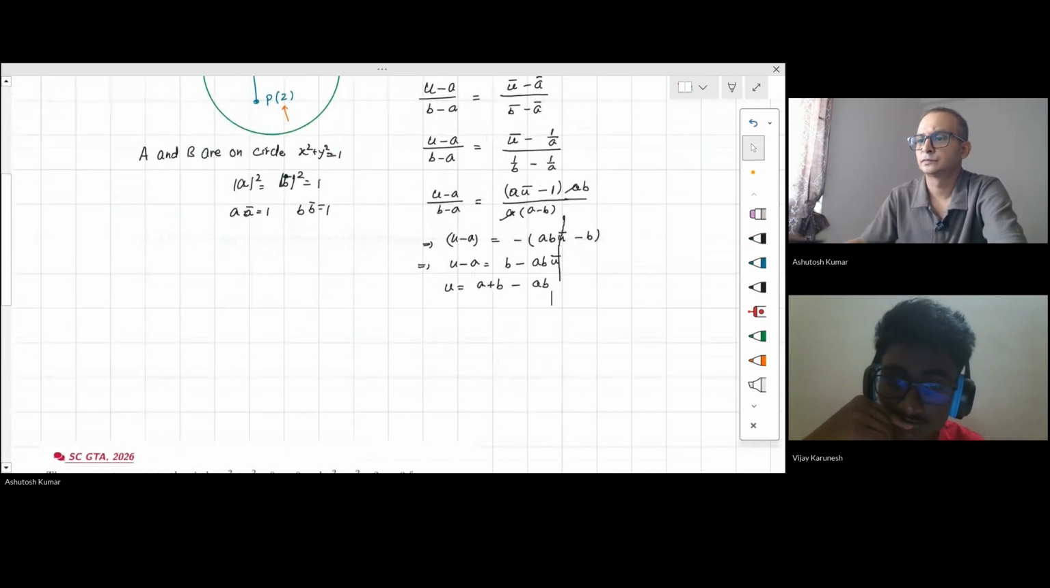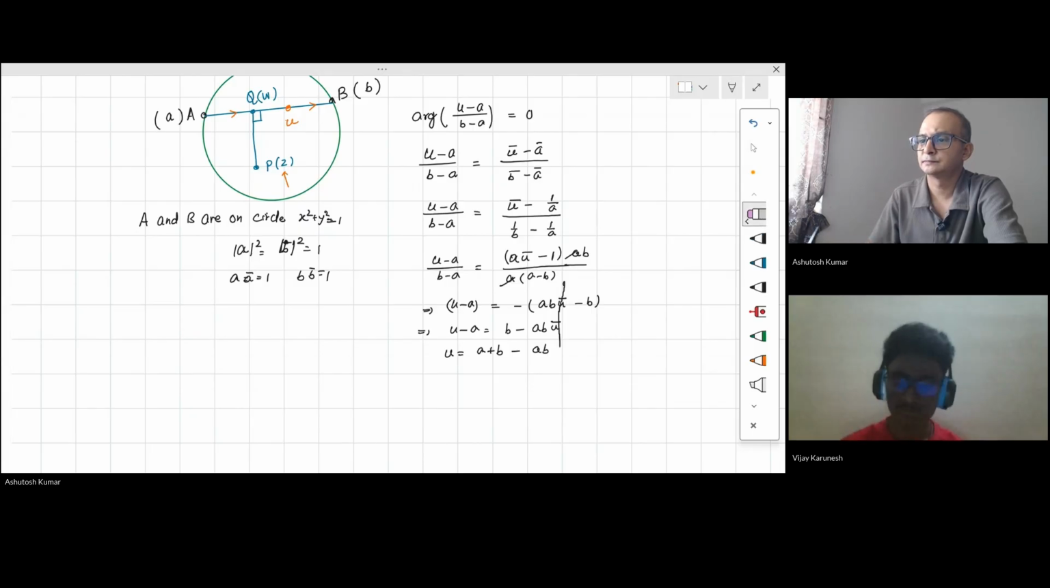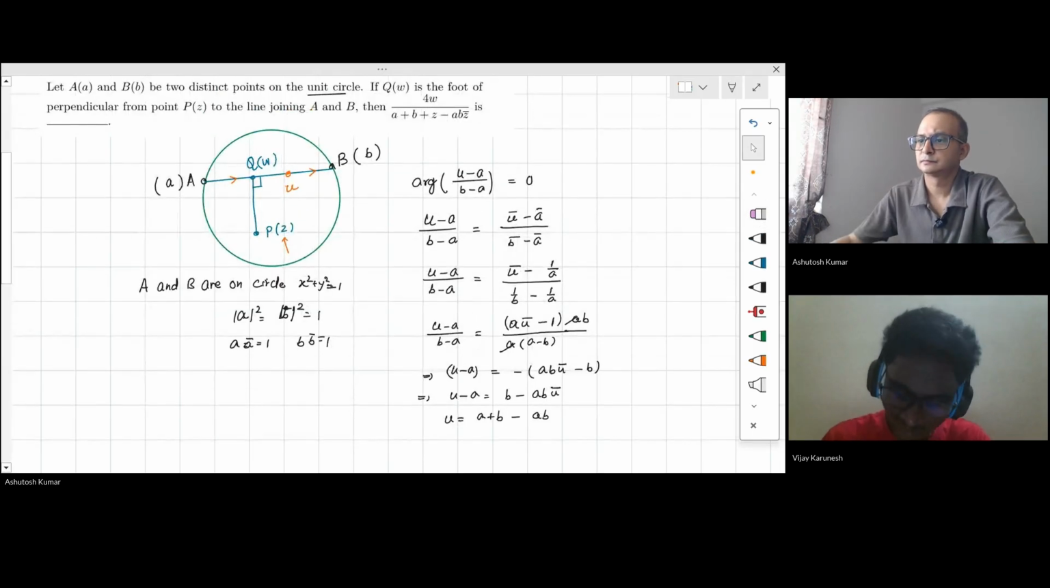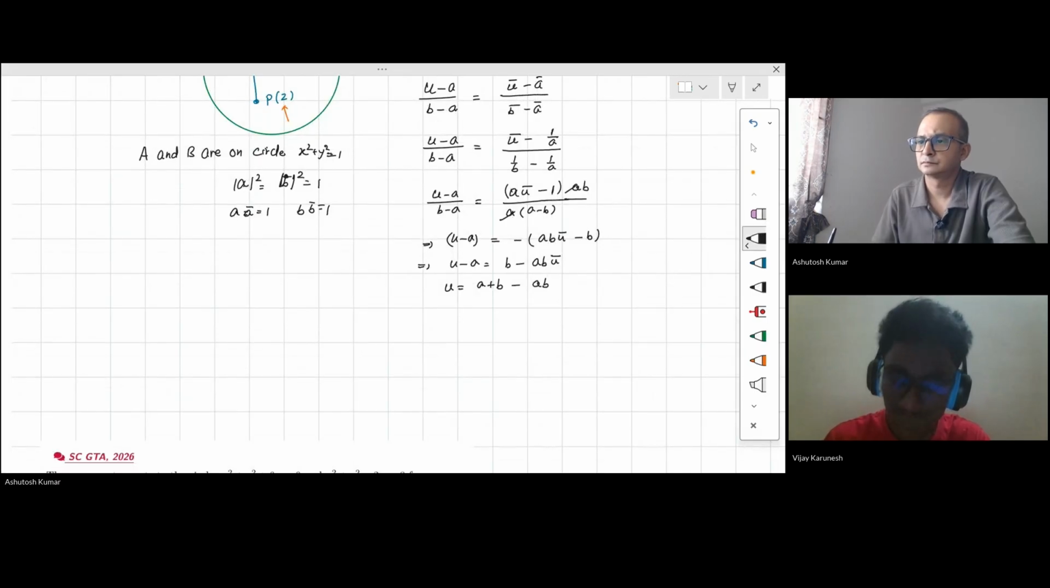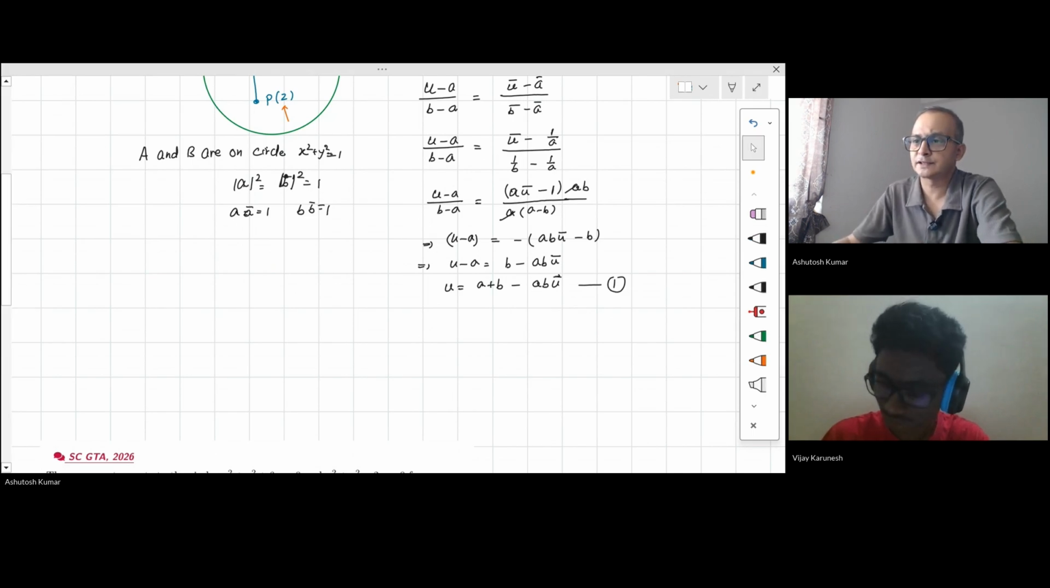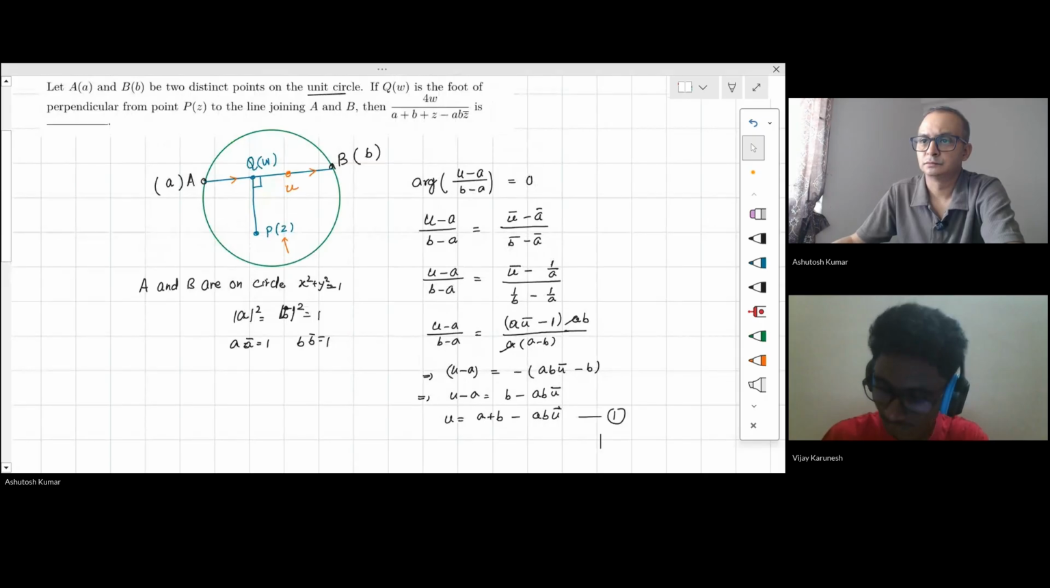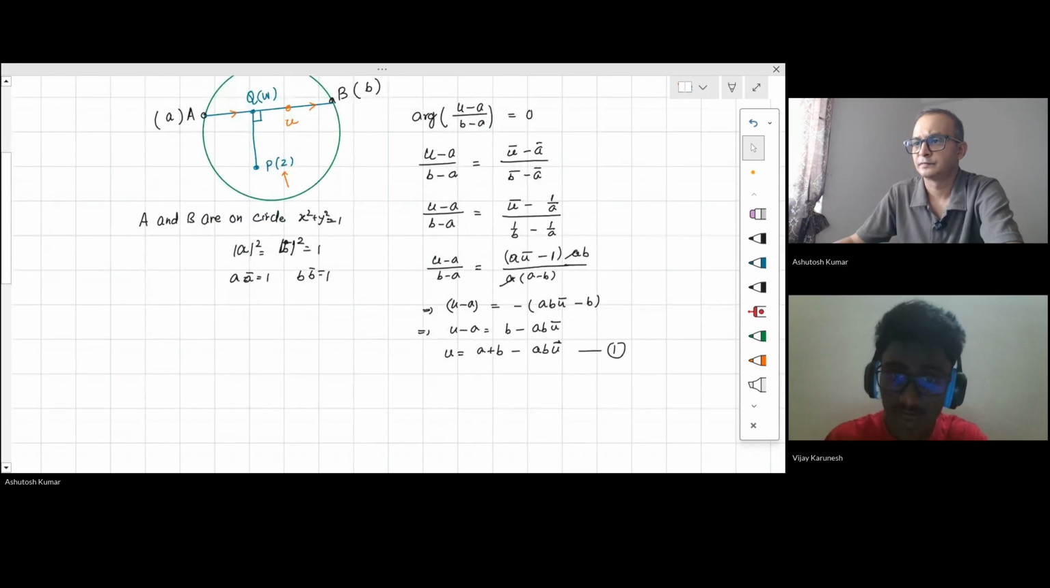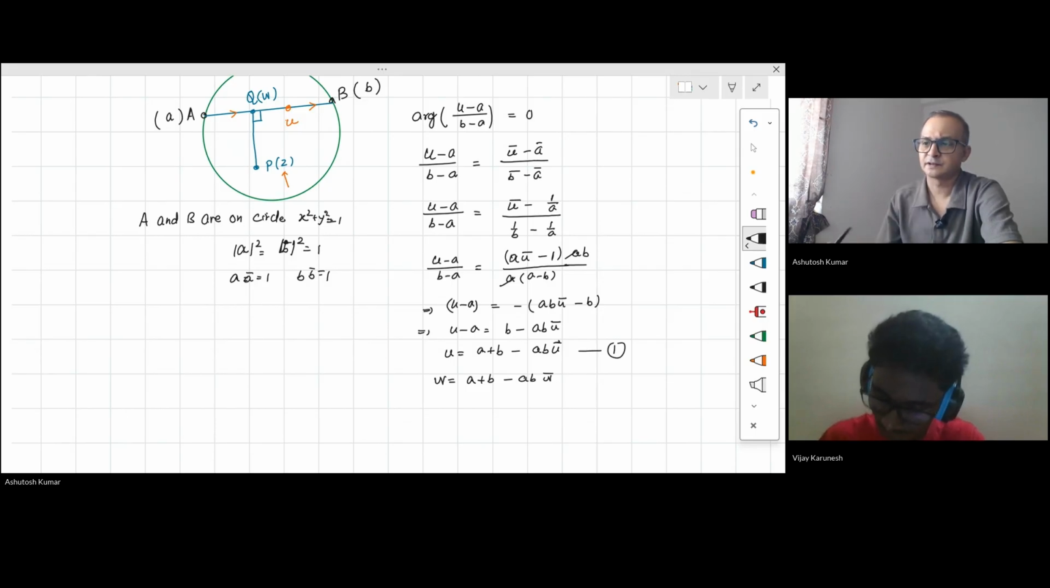ABU conjugate, correct? Yes, sir. This is one relation we got. But notice on this line, actually I have taken U. But don't you think that this also satisfies the W because W lies on the same line? Yes, sir. So I can substitute there W. So W is equal to A plus B minus AB W bar. Correct? Yes, sir. So this I'll keep in hand.